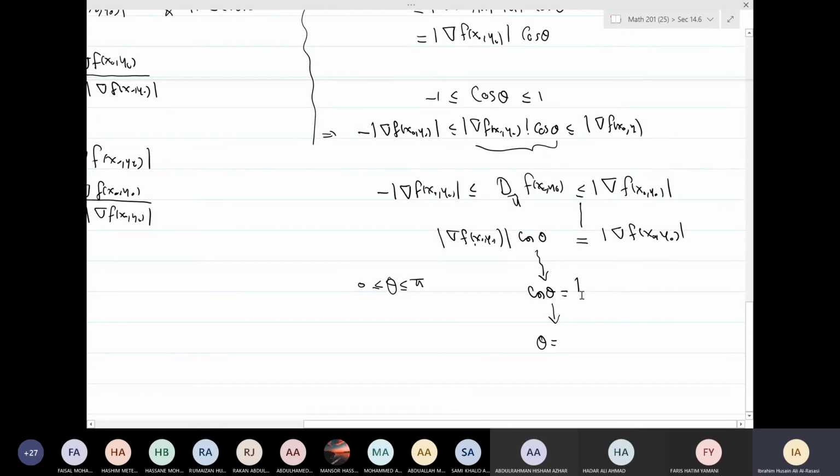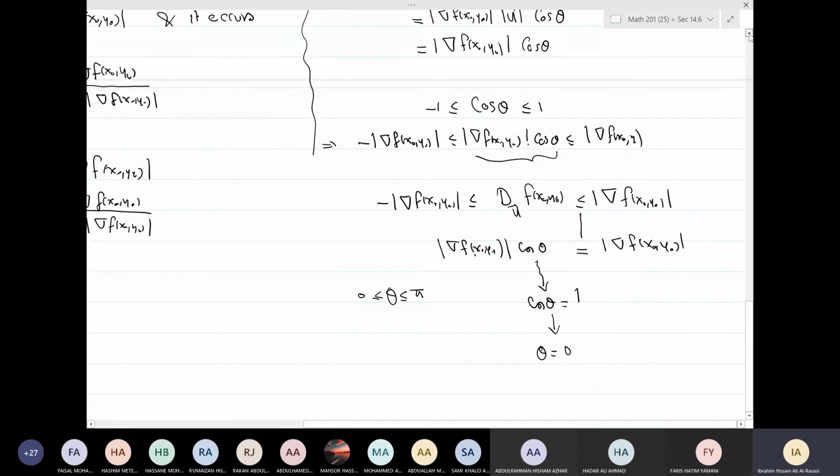So cosine theta equals 1 is possible when theta equals 0. If theta equals 0, I will get equality. So it will be the largest possible value. If theta equals 0, I get the largest value here, the magnitude of the gradient. But this is the answer.